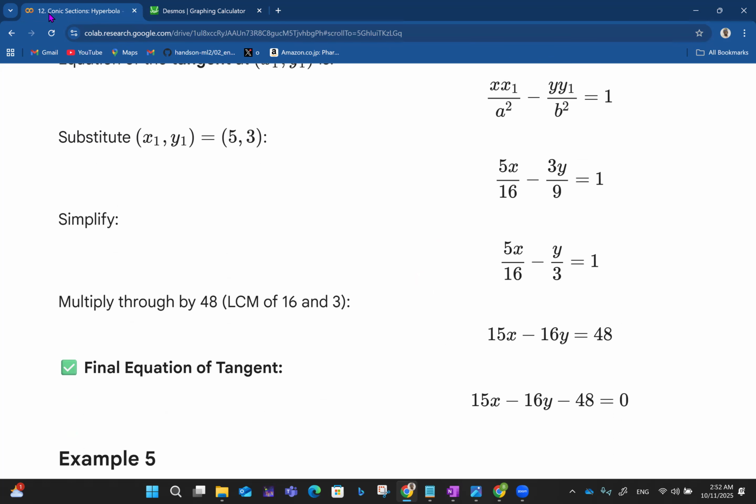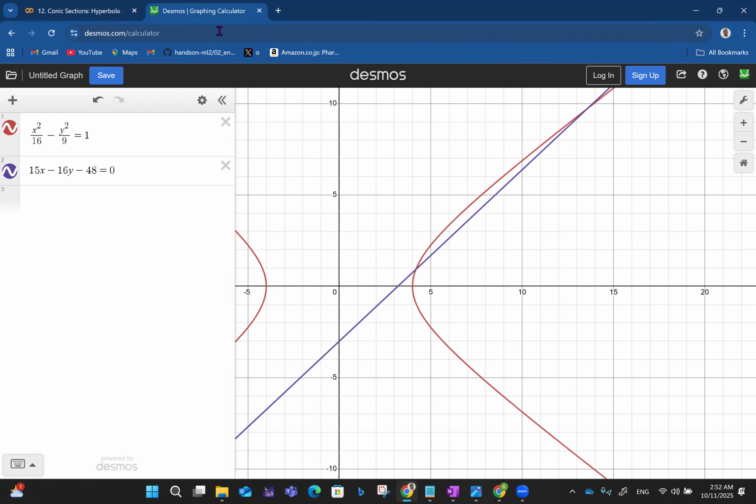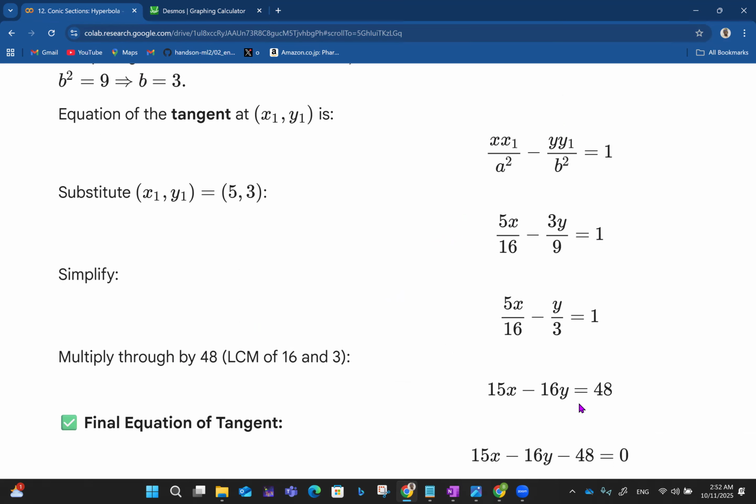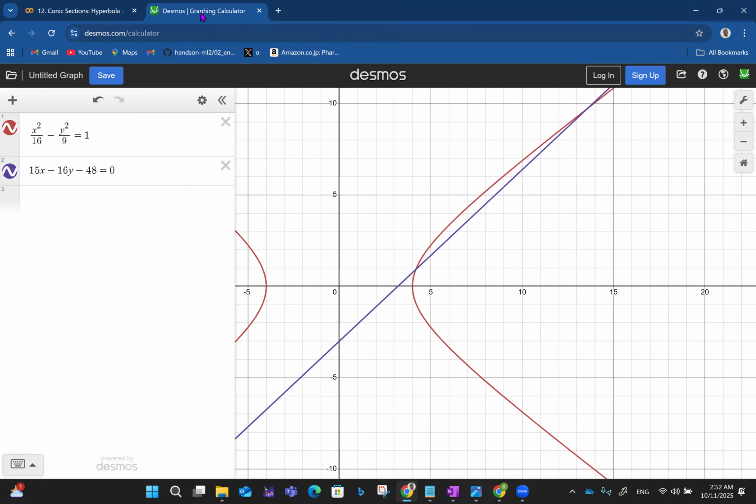Equation of tangent at (5, 3). So it should be... it's not working, it's not making so much sense. What could be wrong? I think we've done everything right. x1, that's 5x, 3y. Is that how that goes normally? Okay, I mean that's what we have.